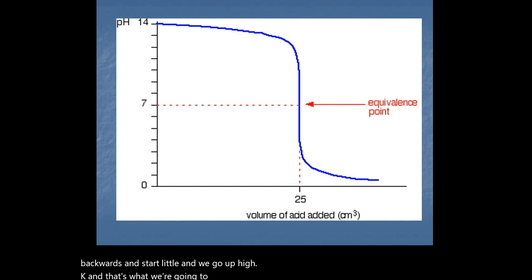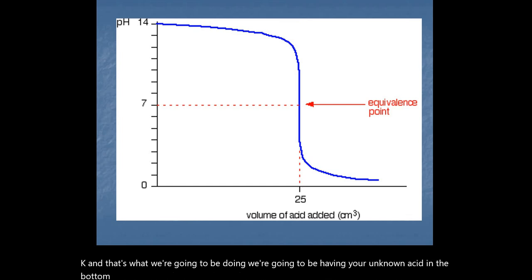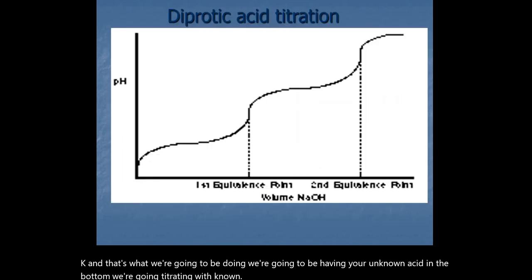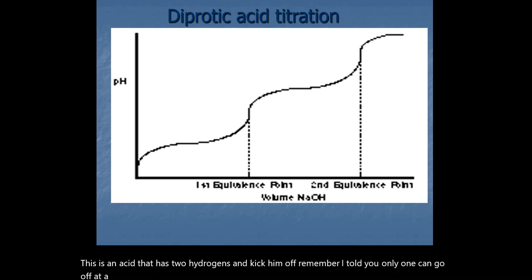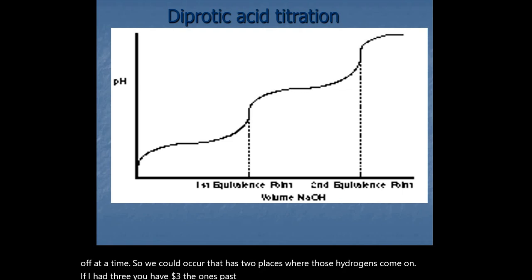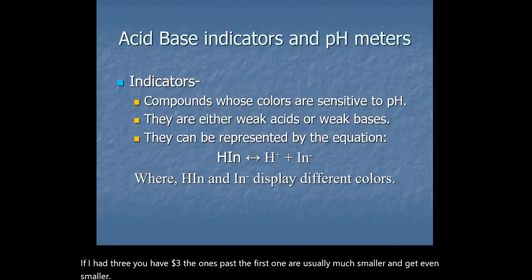We're going to be having our unknown acid in the bottom. We're going to be titrating with known hydroxide. This is an acid that has 2 hydrogens that it can't give off. Remember I told you only one can go off at a time? So we get a curve that has 2 places where those hydrogens come off. If I had 3, it would have 3 bumps. The ones past the first one are usually much smaller and get even smaller, as you go on.